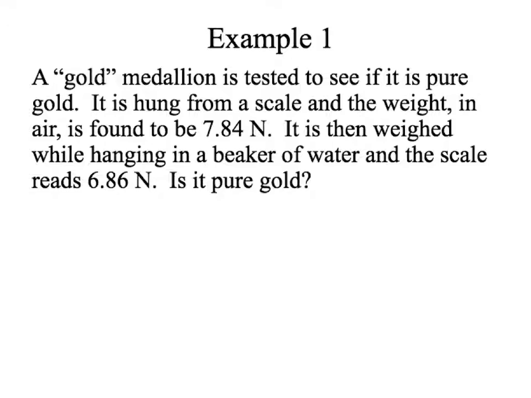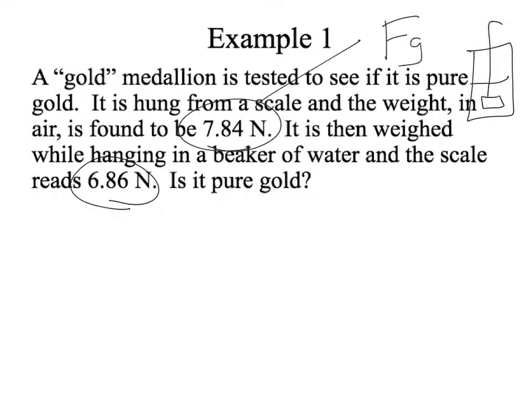So we're going to take a gold medallion, and we're going to put it in water. And there's a lab here that hopefully you did. When we put it in water, it appears to weigh only 6.86 newtons, because in air, just regular old air, it weighed 7.84 newtons. So these two are the F sub g and the F sub a.